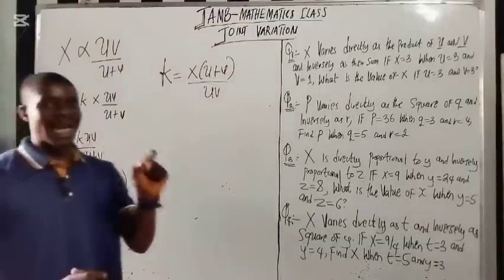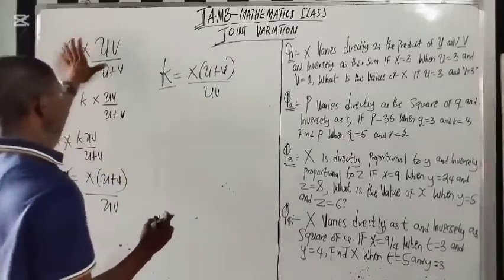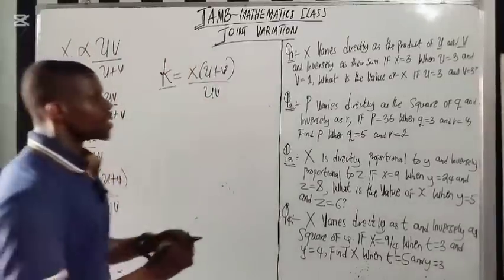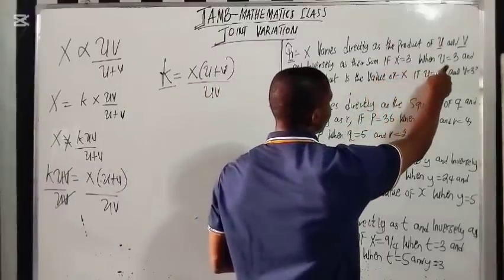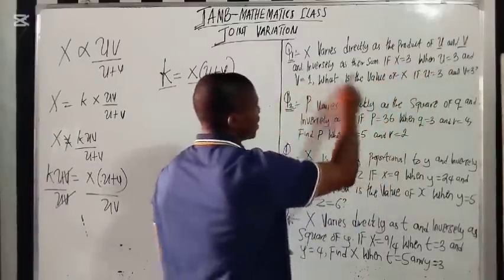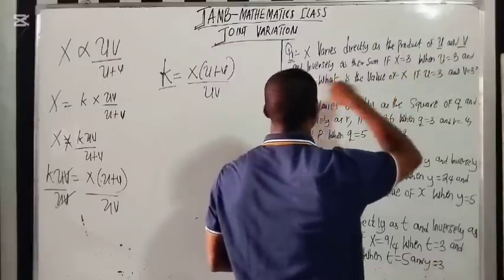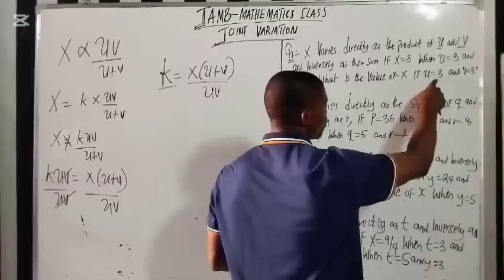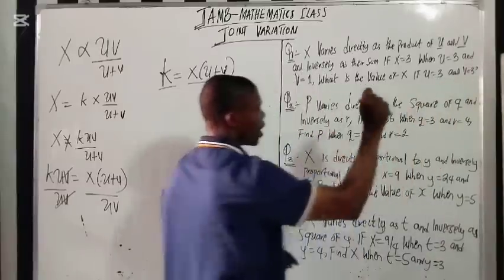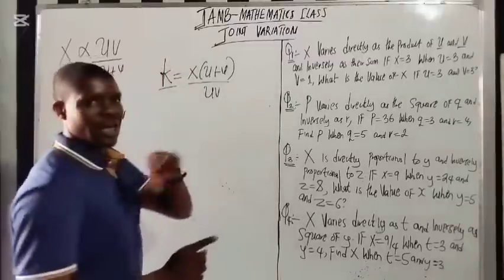So the idea here is to calculate out your constant. So this is the statement, and from this statement you got this formula here. Now say s is 3 when u is 3 and v equals 1. What is the value of s if u equals 3 and v equals 3? Look at something here: before you can solve anything, you have to calculate your constant.